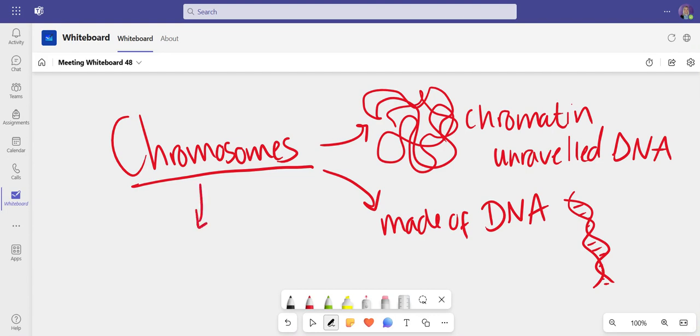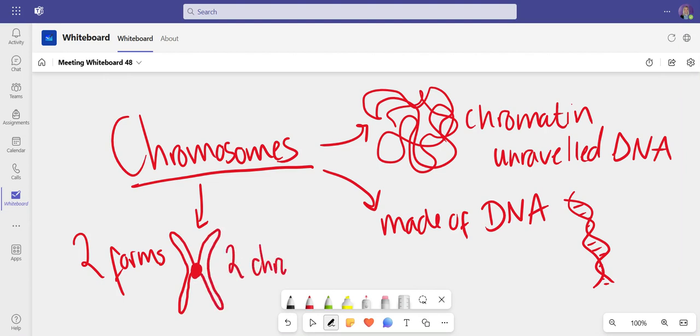And finally, chromosomes exist in two forms, which is what I've just been talking about. Usually we draw them as X shapes, and that's the time when they are made of two chromatids. So this one here is made of two chromatids, one on this side, one on this side, and they're identical, and they're joined in the middle by something called a centromere.